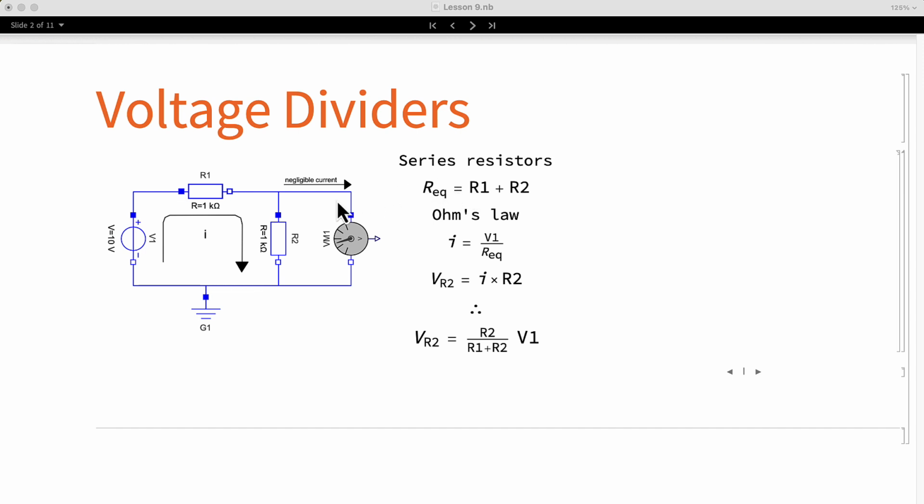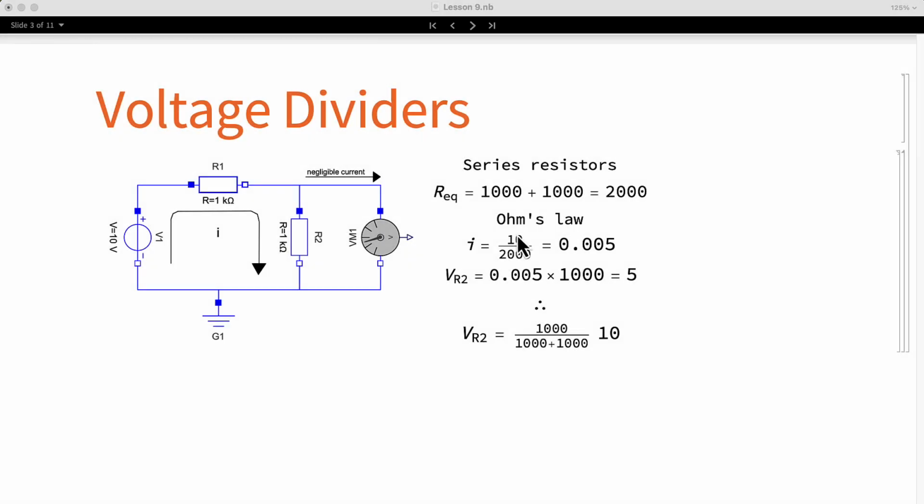Next, since we know the input voltage and the equivalent resistance, we can use Ohm's law in order to calculate the current by simply dividing the voltage V1 over the equivalent resistor. And if we want to know only the voltage of resistor 2, we can use Ohm's law again and multiply the current that is flowing through the resistor by the resistor value. This leads to the following formula, in which we can see that the voltage of the resistor 2 is R2 divided by R1 plus R2 multiplied by the input voltage.